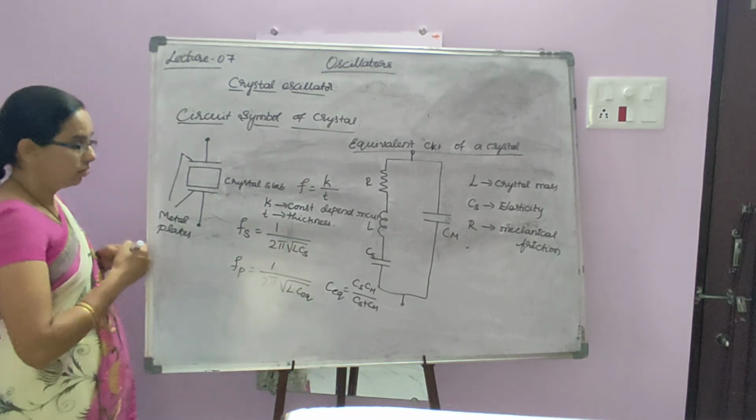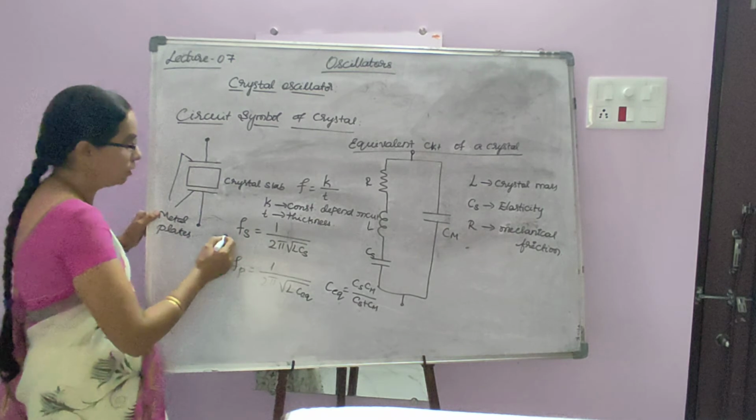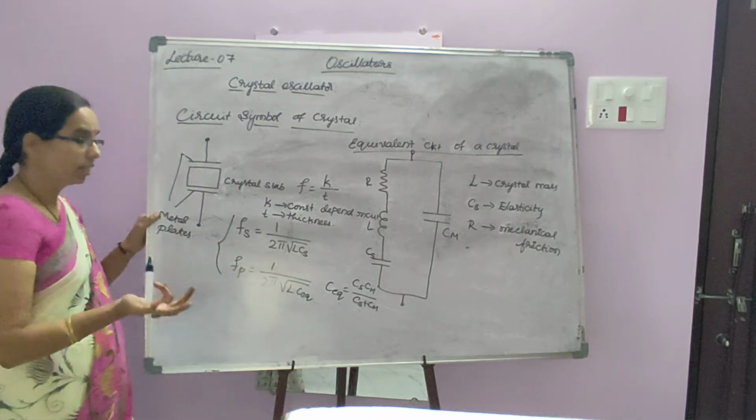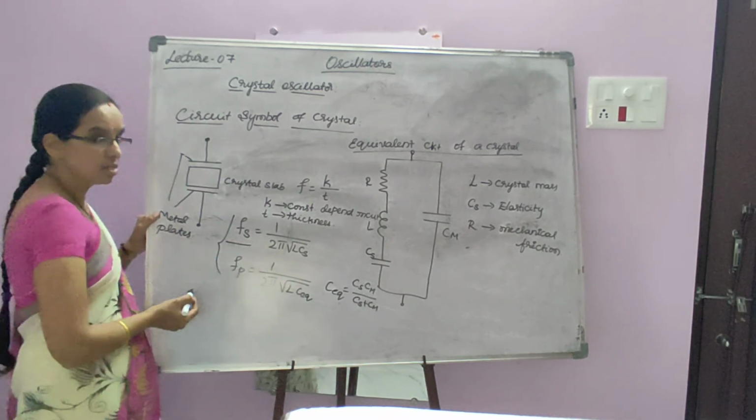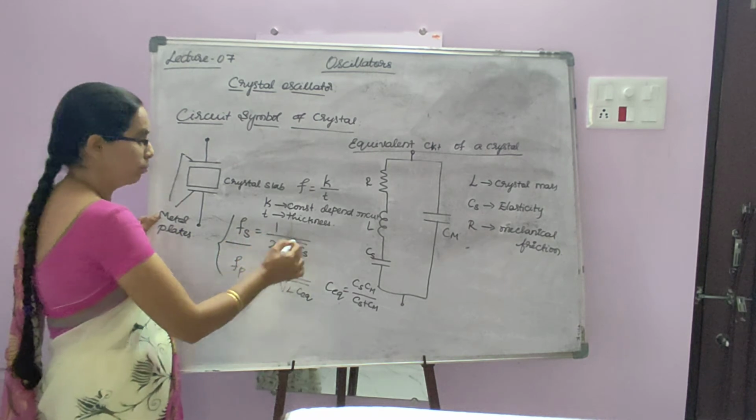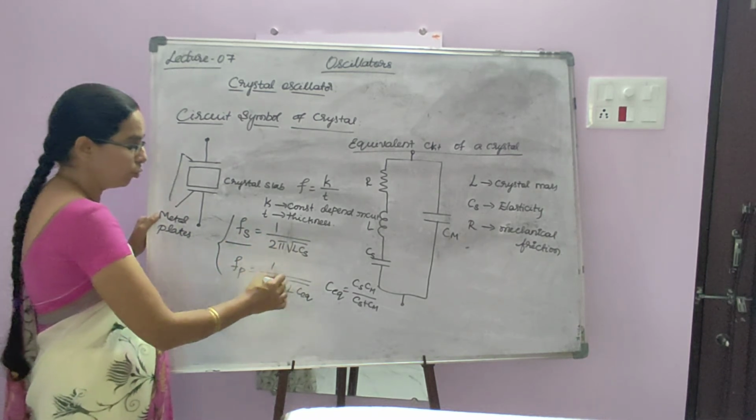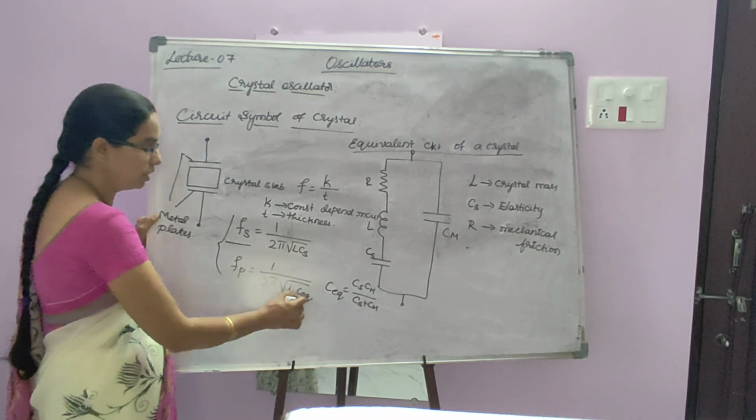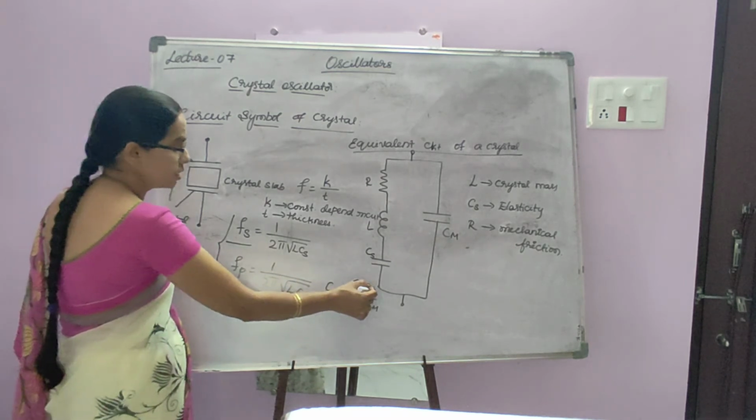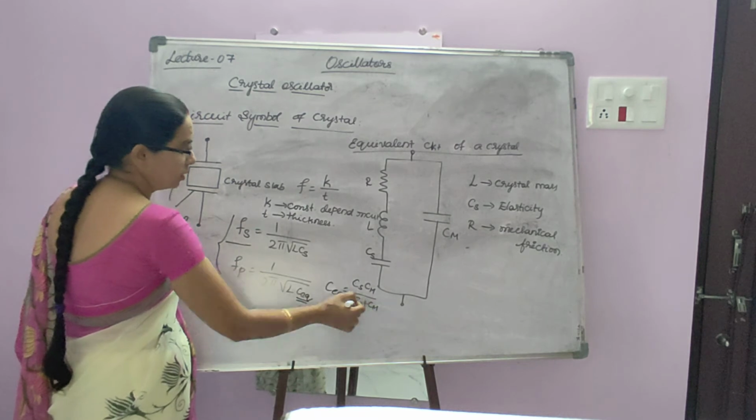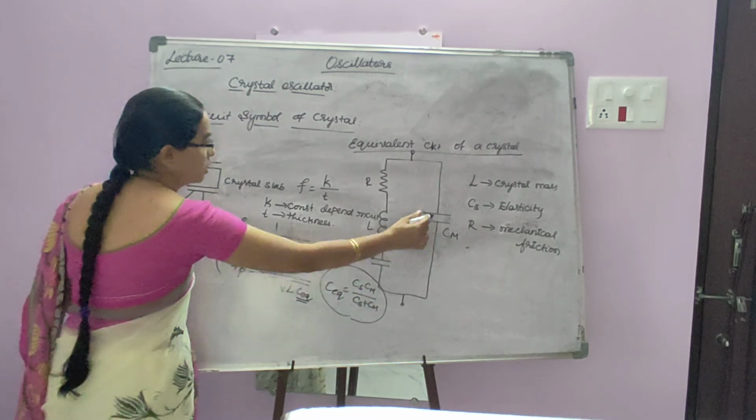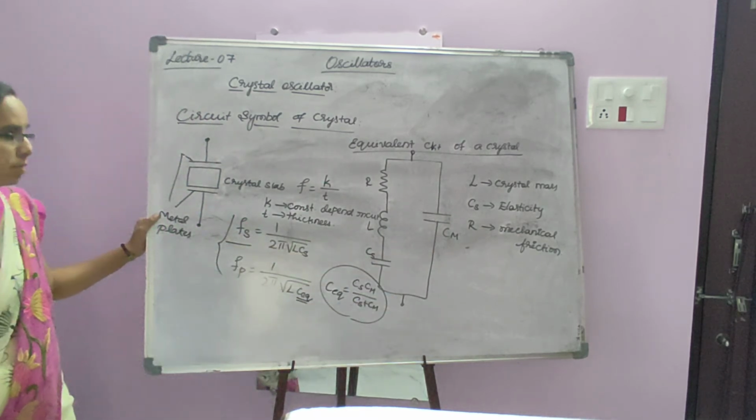And according to this equivalent circuit, the crystal vibrates in two frequencies, that is the series resonant frequency, Fs is equal to 1 by 2 pi root LCs, and Fp is equal to 1 by 2 pi root L C equivalent. C equivalent is Cs Cm divided by Cs plus Cm, that is the parallel combination of these two capacitors.